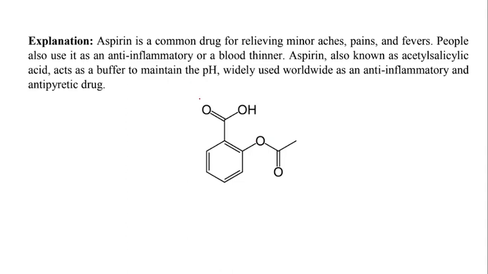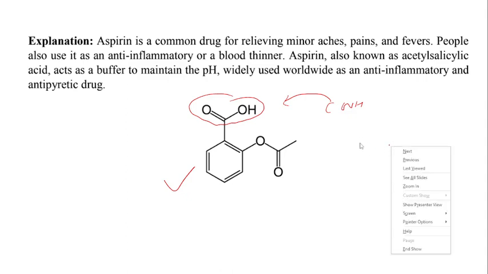So this is the structure of aspirin. This is the acetic acid group. In general we can write COOH. So this group is COOH, and it is a COR group.